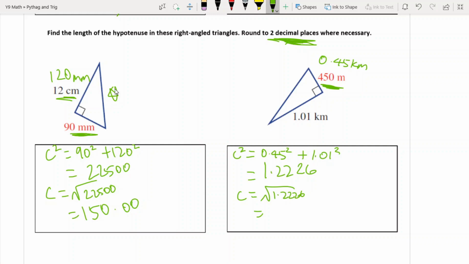Right, now we have to square root that to get C. Put that in our calculator. And that gives us 1.11 kilometers. Give yourself a tick if you got that one correct as well. Alright, now we've gone through all the example questions. You guys can work on your textbook questions and make sure you complete those, as they will be checked as homework.